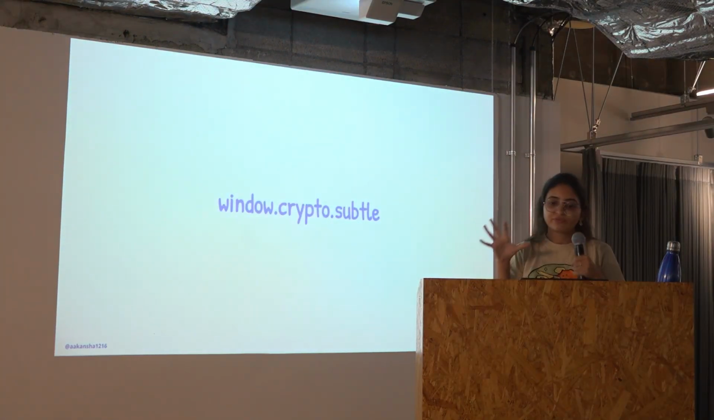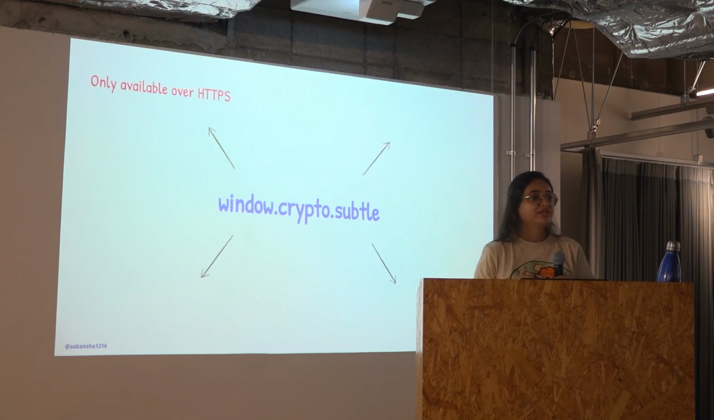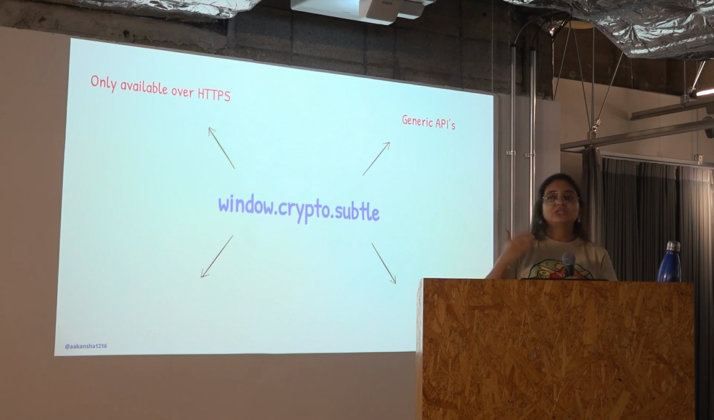Let's have a generic overview of this API. It's only available in HTTPS, as I mentioned earlier. It has generic APIs, which means you don't have different APIs for different algorithms. Rather, the API stays the same. What differs is the algorithm parameters. So different algorithms will have different parameters, but the API will remain the same.